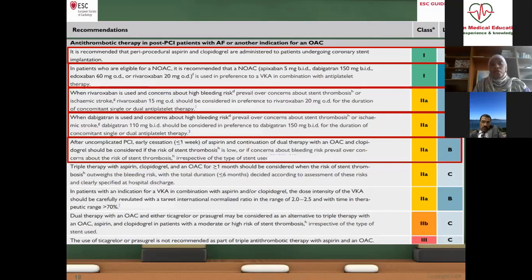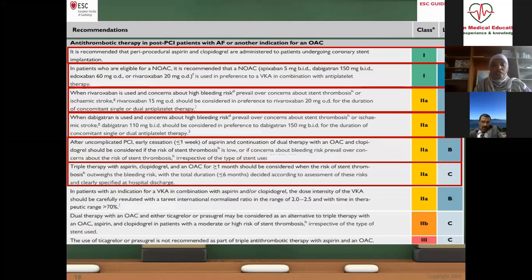Next, you can use triple therapy, and this indication is class 2A, which is aspirin, clopidogrel, and the oral anticoagulant for a month or more. If the risk of stent thrombosis outweighs the risk of bleeding, if you're concerned more about the ischemic event or stent thrombosis, then it's recommended as class 2A, and you should consider using it in that case. So this is class 2A with regard to those recommendations. Next.